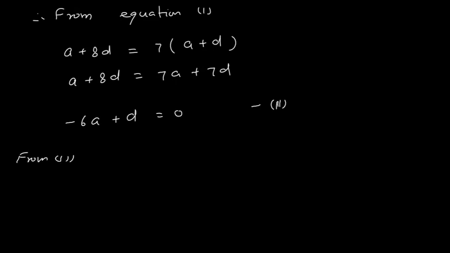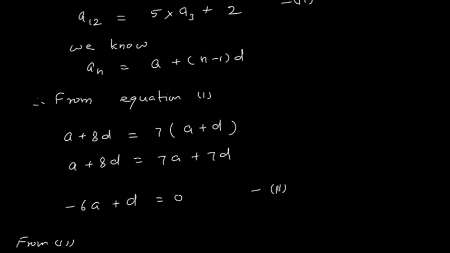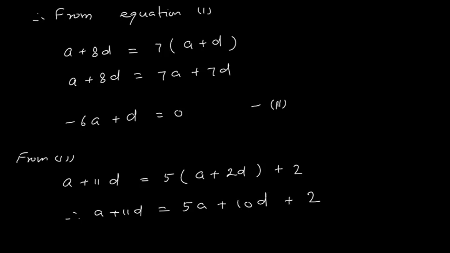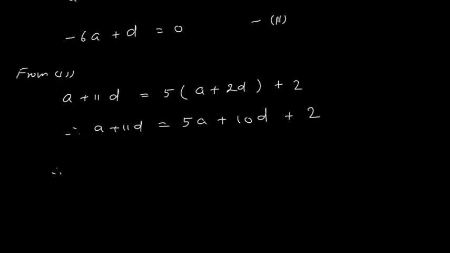Equation 2, we have a12, that is a plus 11 times d, is equal to 5 into a3. So 5 into a3 will be a plus 2d plus 2. So here I have a plus 11d equal to 5a plus 10d plus 2. So this gives me minus 4a plus 11 minus 10, it will become d is equal to 2. This is the fourth equation.